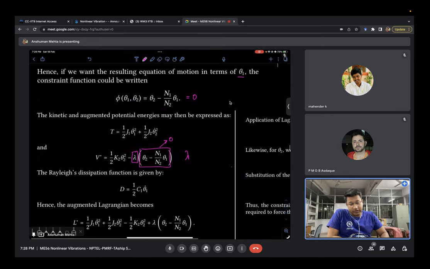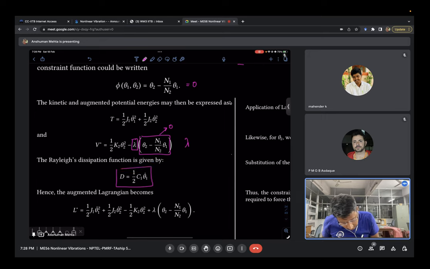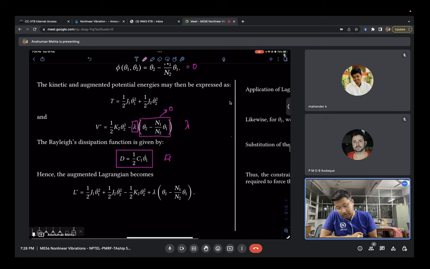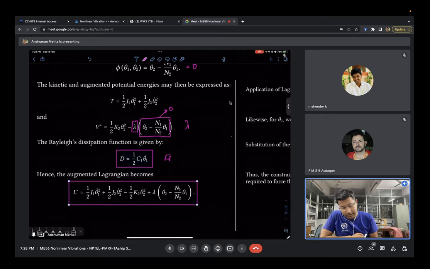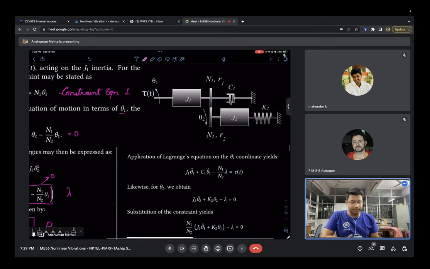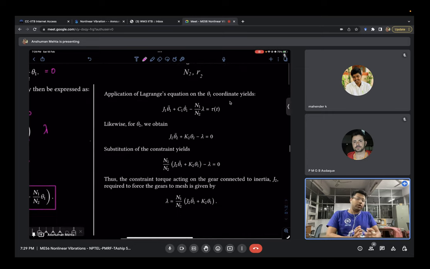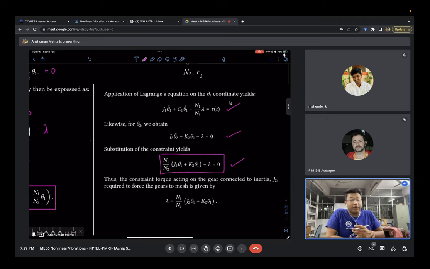Next is the Rayleigh dissipation function. We can take that also into account. So it is just accounting for the non-conservative forces. Now which gives us our Lagrangian as this, or we can say augmented Lagrangian. Now when we apply the Lagrange equation of motion in the theta 1 coordinate, we get this equation, and for theta 2 we get this equation, and when we substitute the constraint we get this equation. So this equation is the most important one because it gives a physical meaning to the Lagrange multiplier lambda.